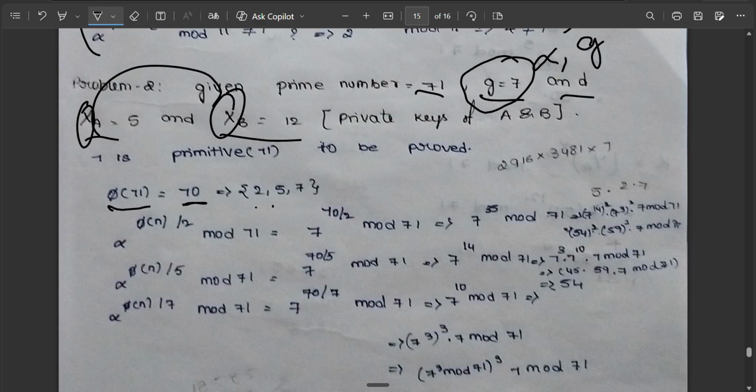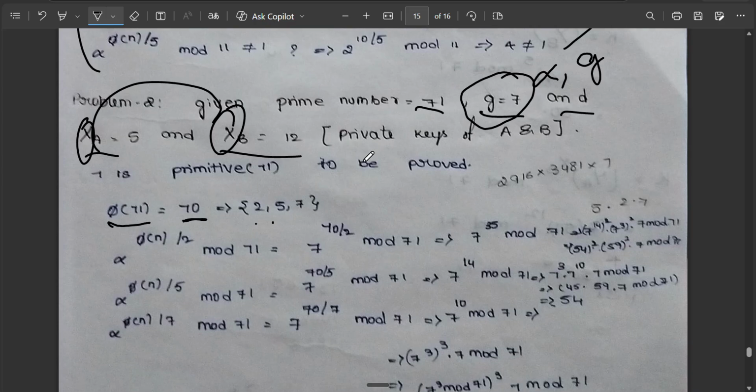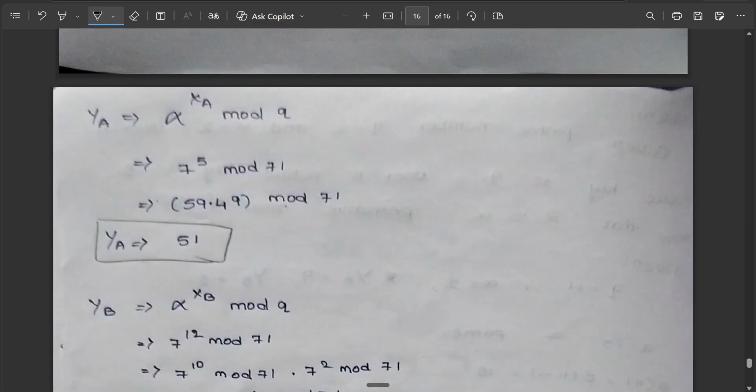And then we have to find whether the given value, which is 7, right? So 7 power Euler Totient function of n divided by 2, divided by 5, divided by 7, and then we have to find mod 71. Once you find out the values of all these three, they should be not equal to 1. Only then 7 will be the primitive root of 71. After this, we are going to proceed with the problem.